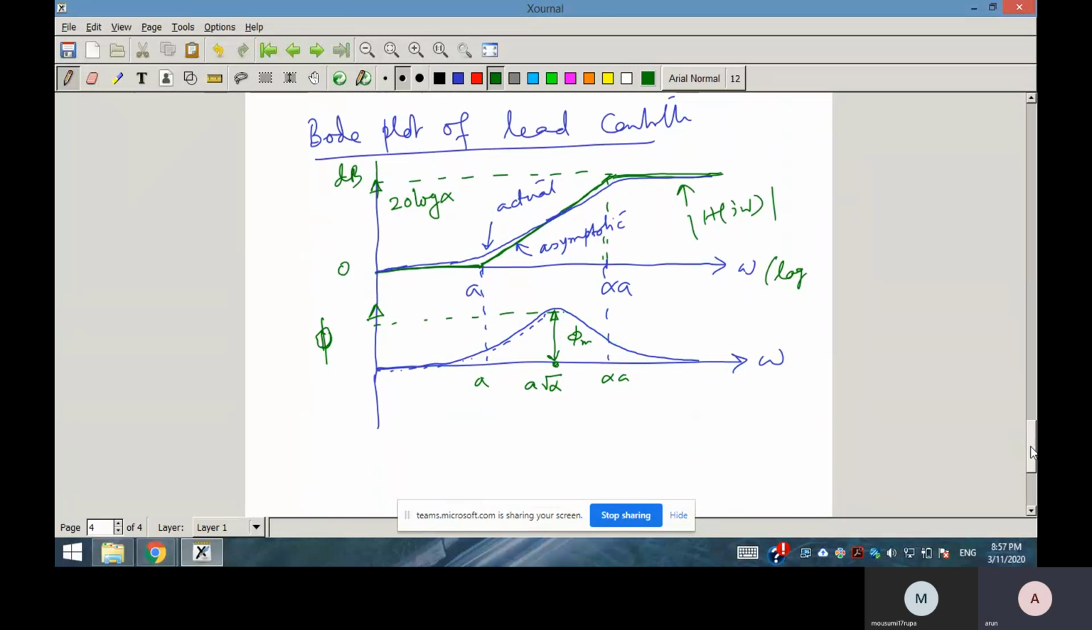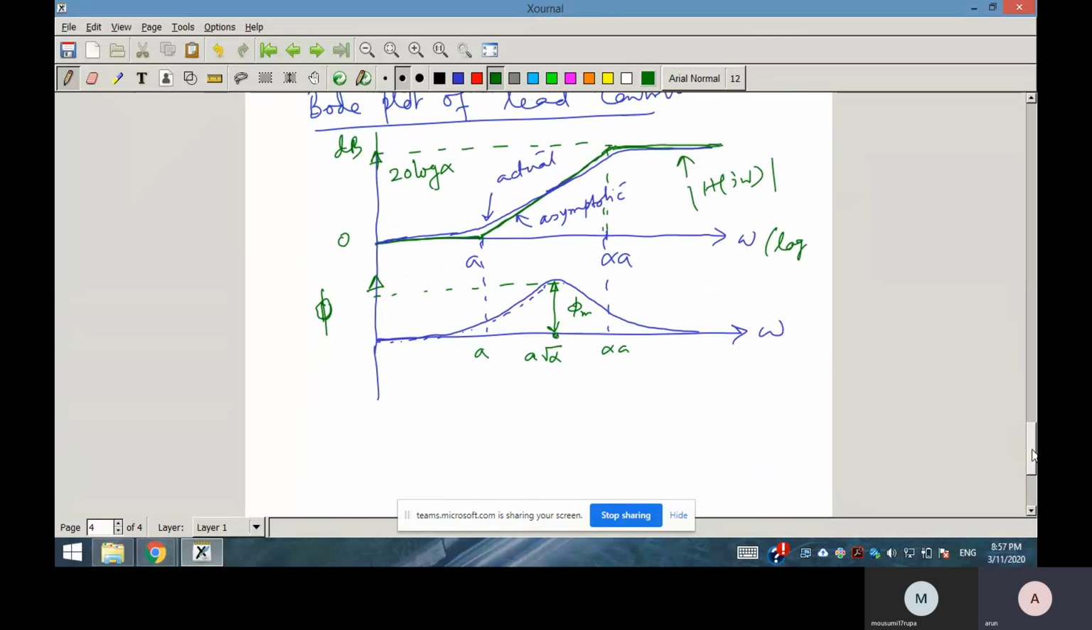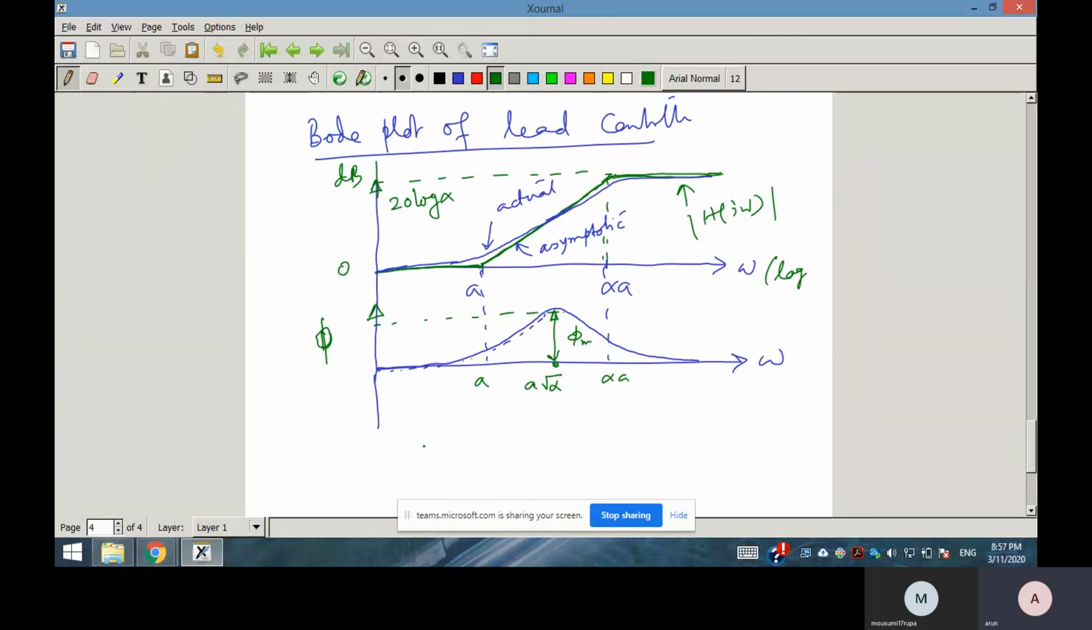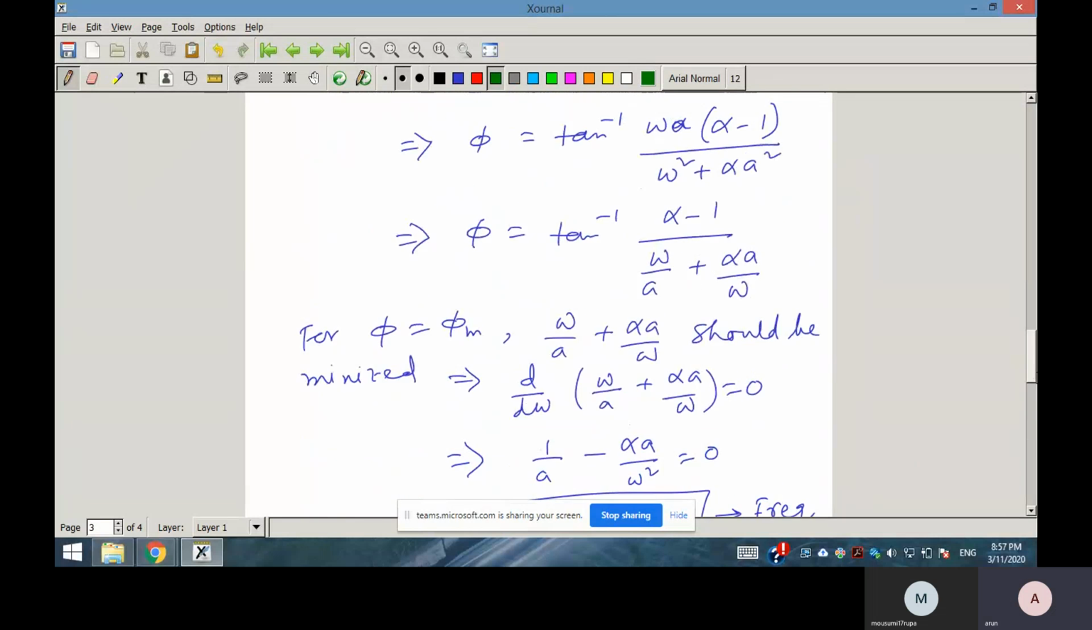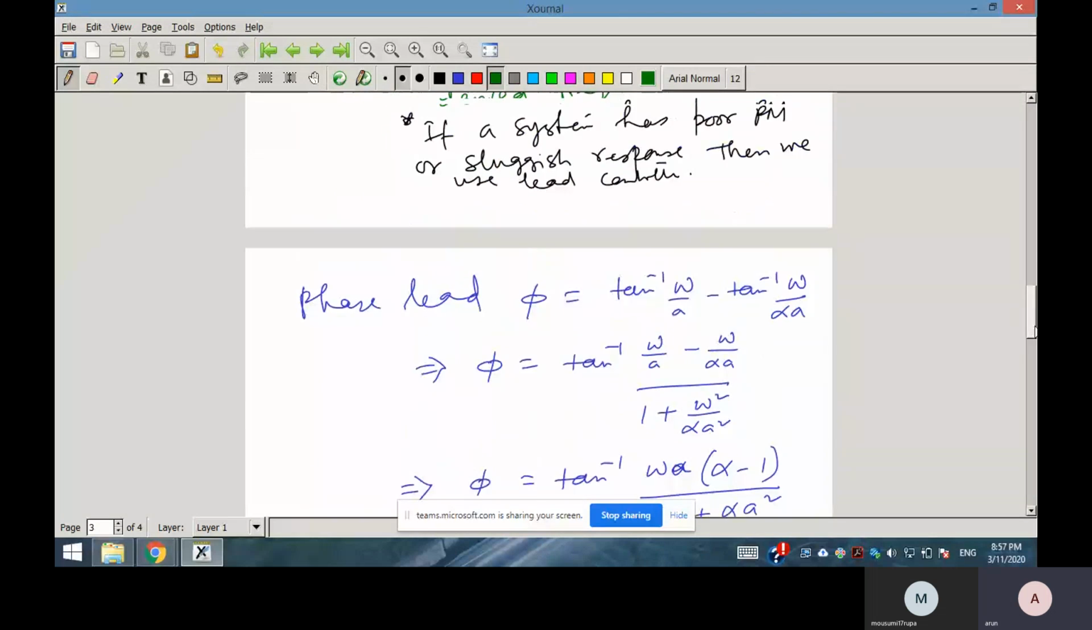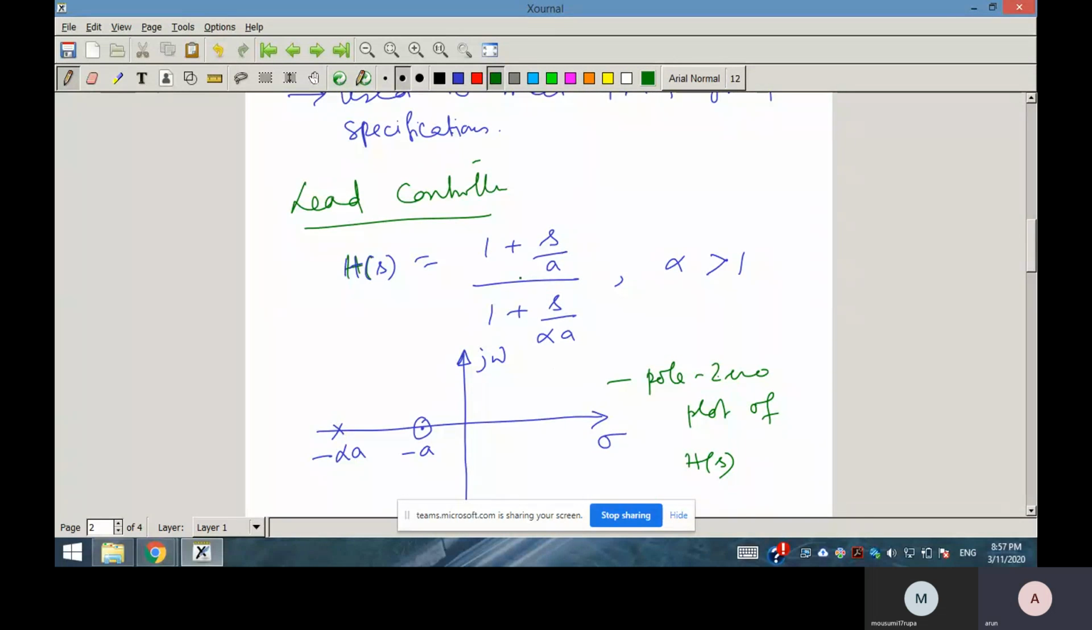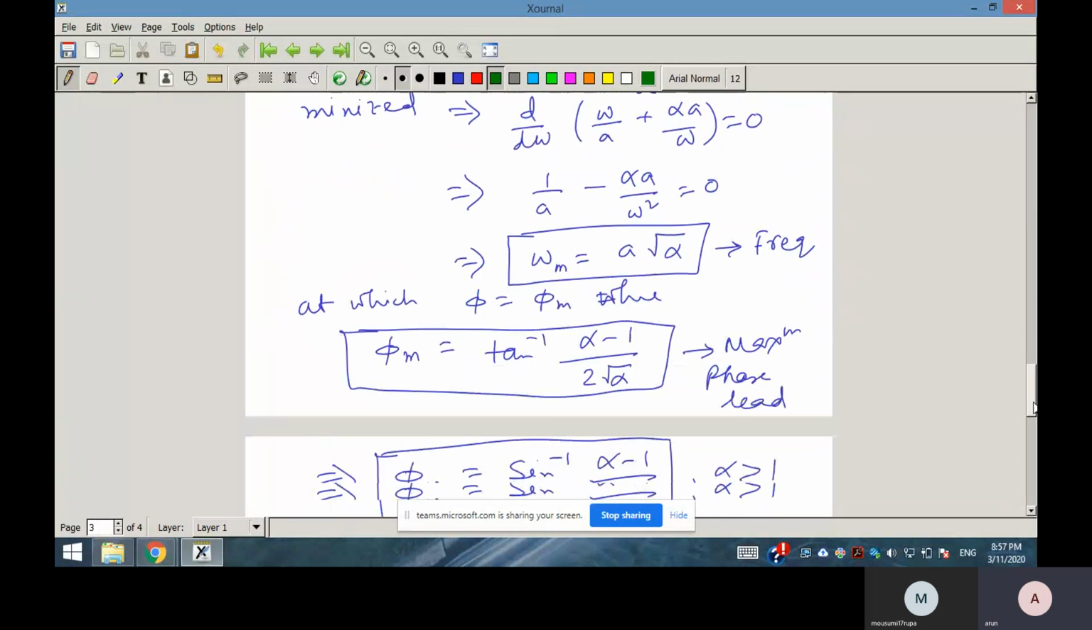Here you can easily see the magnitude. The gain |H(j omega)| equals alpha into root under (omega square plus a square) divided by root under (omega square plus alpha square a square). You can easily get that if you put s equal to j omega in this transfer function and take the modulus.